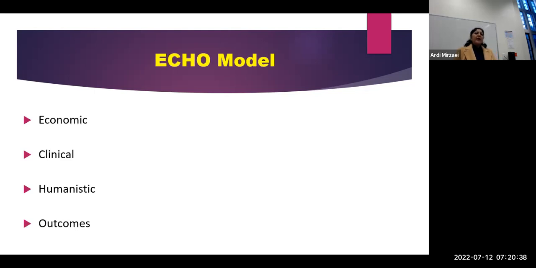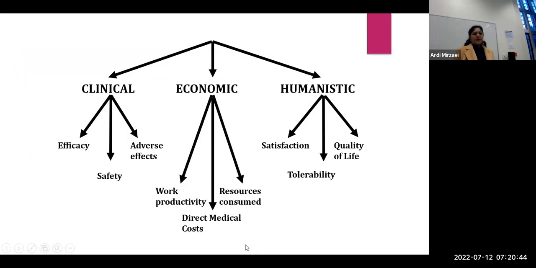Now we call it the ECO model, that is economic, clinical, humanistic outcomes. See, what are the clinical outcomes? The clinical outcomes are efficacy, safety, and adverse effects. The economic outcomes are work productivity, direct medical cost, and resources consumed. And humanistic outcomes include satisfaction, tolerability, and quality of life.